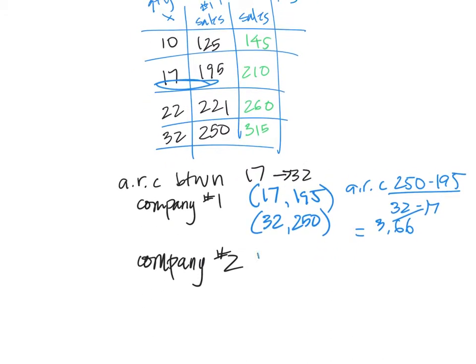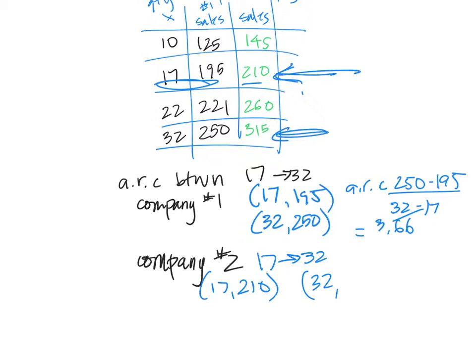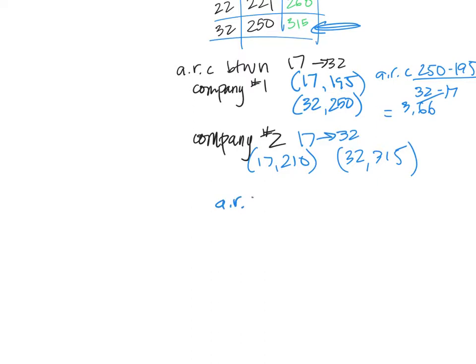So now let's take a look at what it would be for company number 2. So again, we're going to be going between 17 and 32. So the output for company number 2 at 17 is 210. Does everybody see where this is? It's right there. And then for 32, our output is 315. So again, we are calculating the average rate of change for this. It's the output, the change in Y, over the change in X. So what do we get? We end up with 7. So these are going to be dollars.